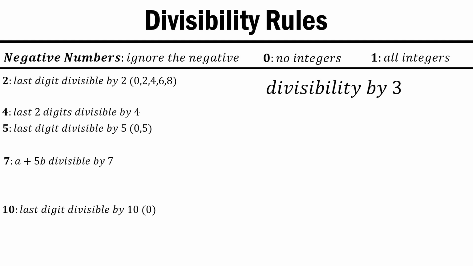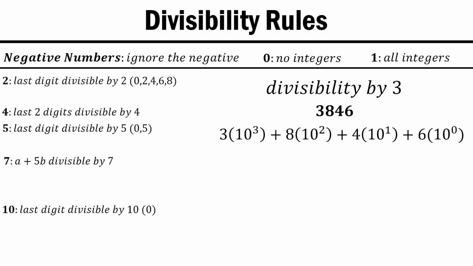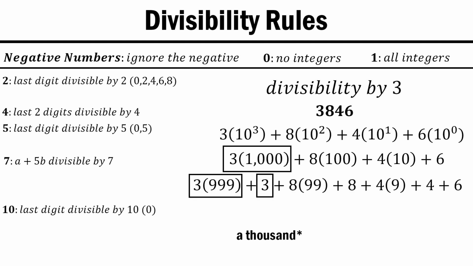Next, let's find the rule for 3. Instead of splitting up our number into 10a plus b, or 100a plus b, let's keep each digit as its own power of 10. We turn this into 3 times 1,000, plus 8 times 100, plus 4 times 10, plus 6. And what we have to do is, just like before, pull out as many multiples of 3 as possible. Since 1,000 is equal to 999 plus 1, we can turn 3 times 1,000 into 3 times 999 plus 3 times 1.